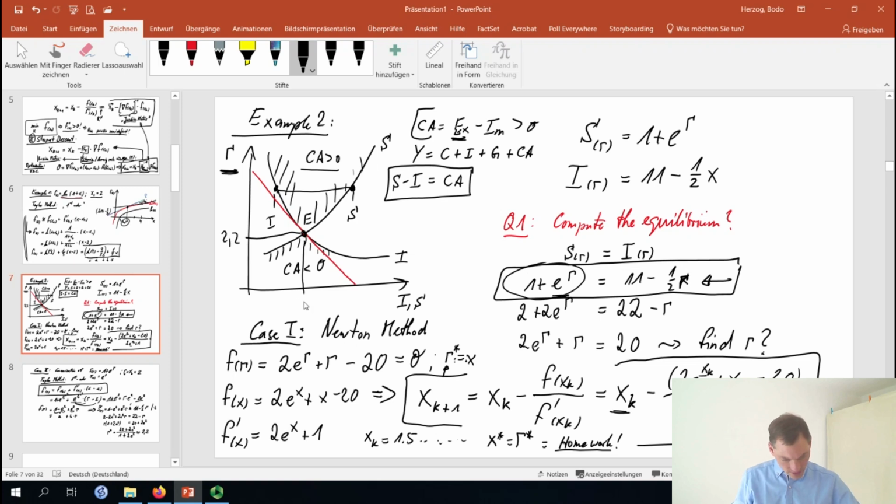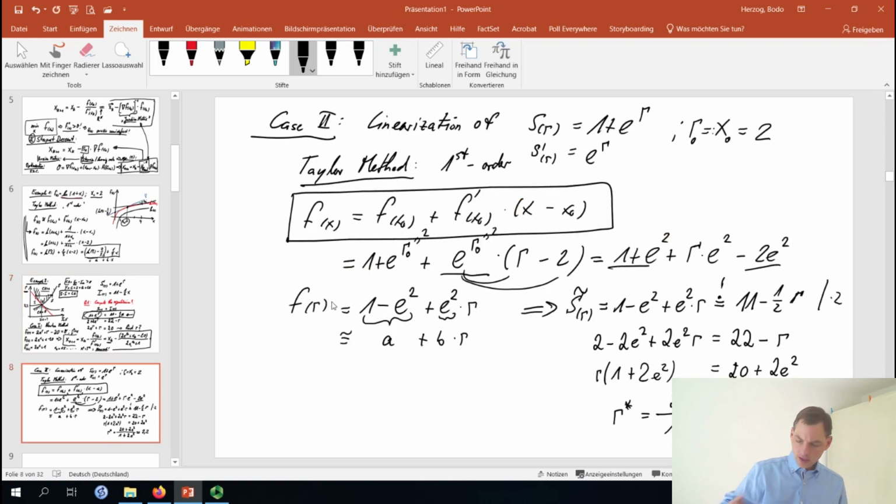And now, of course, we are interested in what my investment and my saving are at this point. Well, how can we do it? We just use the investment function and plug in the equilibrium r we obtained.